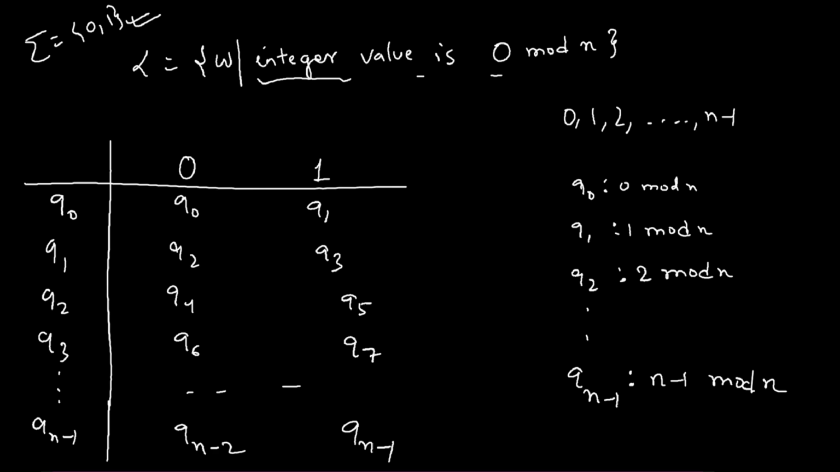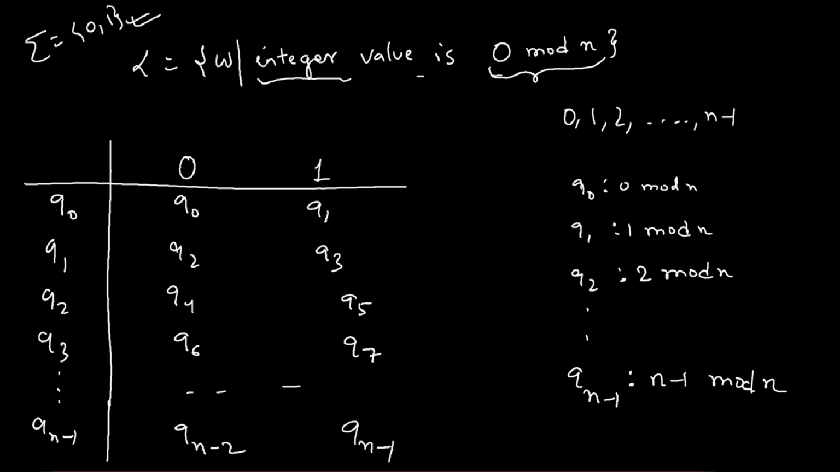You have a binary string with an integer value, and you have to classify it in terms of mod n. For that, this is how you give the transition diagram.